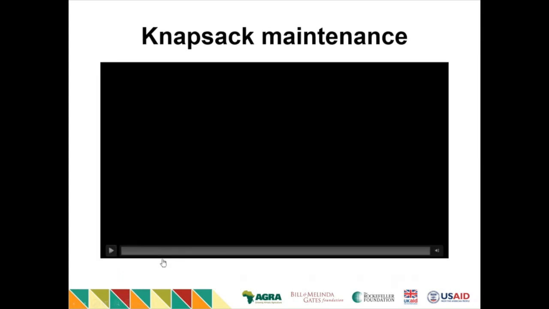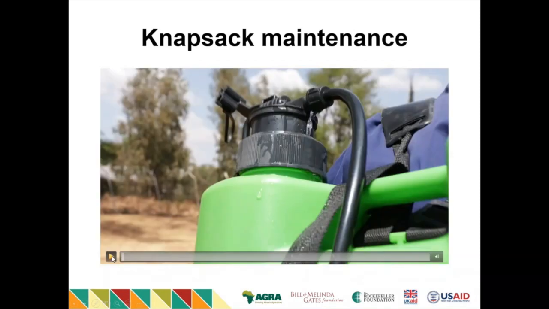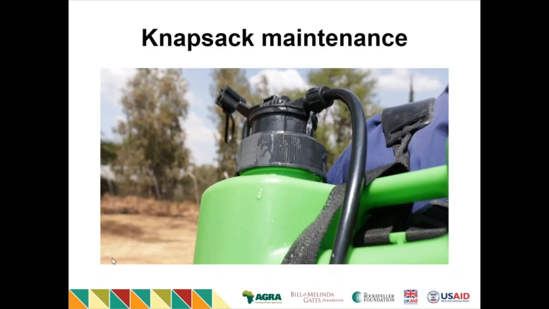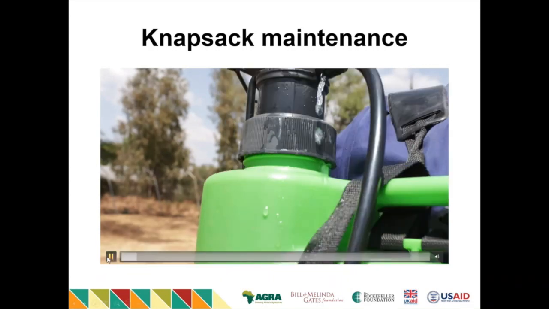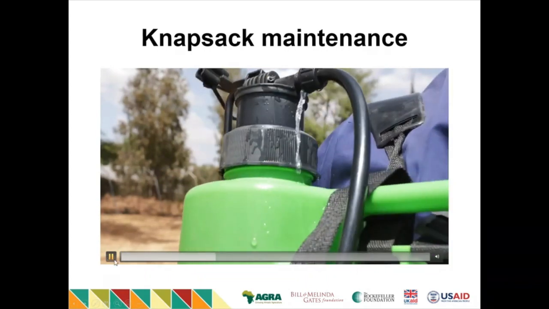The next 3 short videos show what can happen if the knapsack is not maintained properly. So if we run this short video, you can see where the pump action is and the hose comes out of the pump to spray. The connection is loose, and there is spray material leaking out of the connection. This is a particularly dangerous situation because this will immediately wet the back of the sprayman, because he's wearing the knapsack sprayer on his back, and then you will definitely be overexposed to the pesticide.